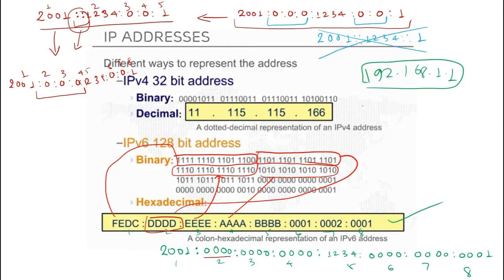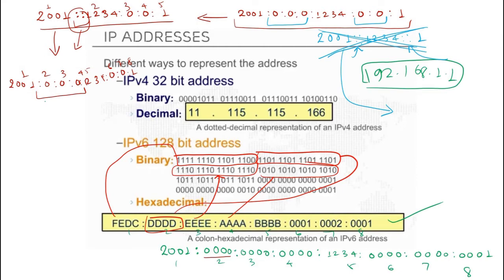Because now whenever the computer goes to read it, it knows that the standard 8 octets should be there, but now it is confused about how many zeros it has to put in this double colon. So that's why we never use a double colon two times. We can use it only once in the address.